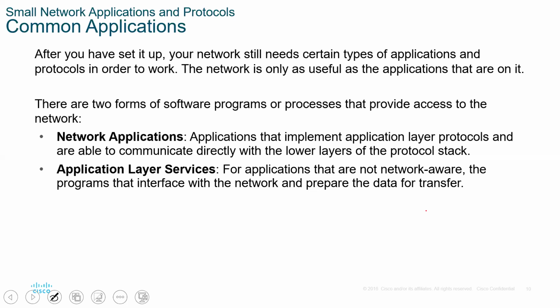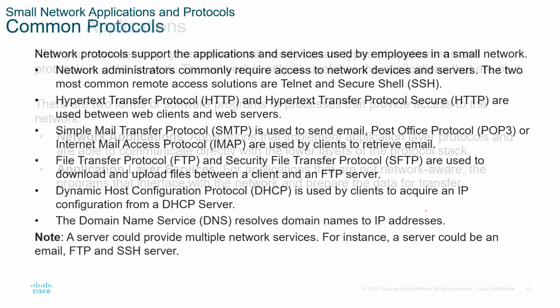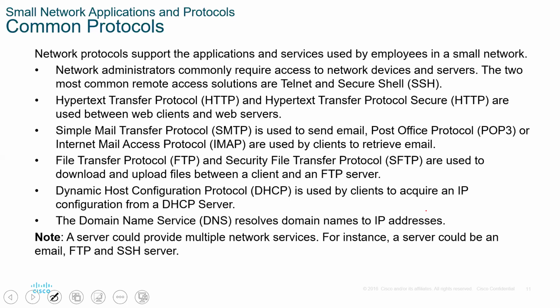The network applications are the applications that implement application layer protocols and are able to communicate directly with the lower layers of your protocol stack. Application layer services are not network aware. They are programs that interface with the network and prepare the data for transfer. Then you have certain very common protocols that are required whenever you are setting up your small network. You have what we call the SSH.